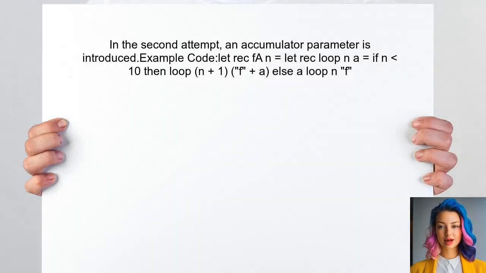Next, the user provided a second attempt where they introduced an accumulator parameter. This is a step in the right direction, as it allows the function to build the result without needing to concatenate after the recursive call.